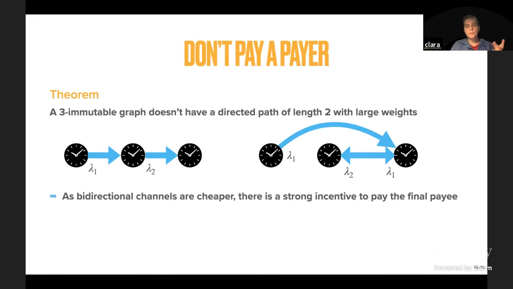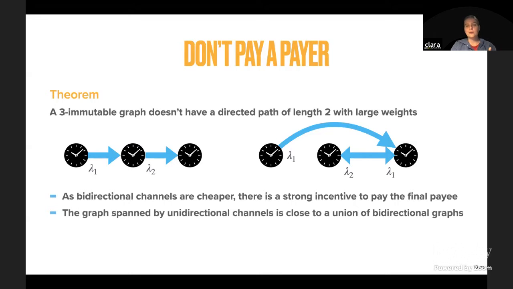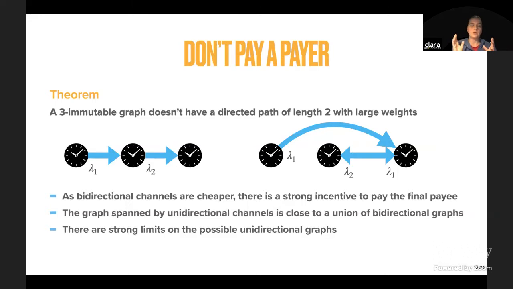And actually I like this result because in some sense, this brings to light the idea of negative transaction fee. This node here, if this was an option, should have offered a negative transaction fee to the first node here, because by transacting through the third node, they will be saving money for the third and the second node. This result also tells us that the graph spanned by unidirectional channels is just going to be a union of bidirectional channels. And again, we can show that the unidirectional graph and the bidirectional channels graph also have a lot of limits in this spirit.